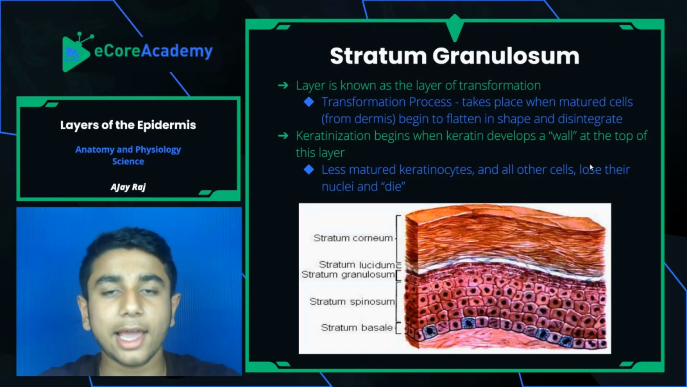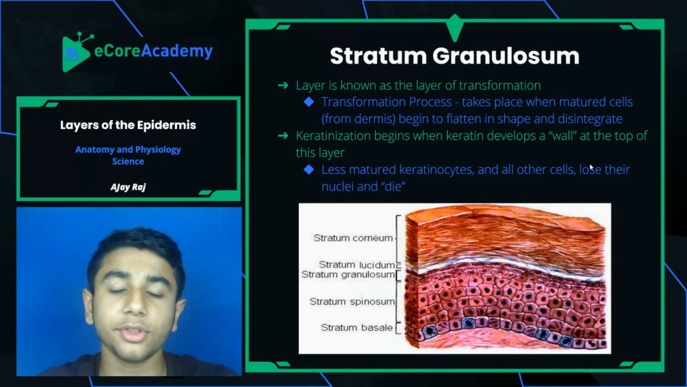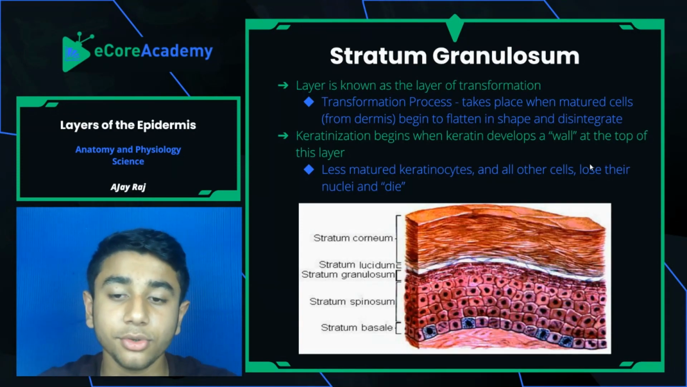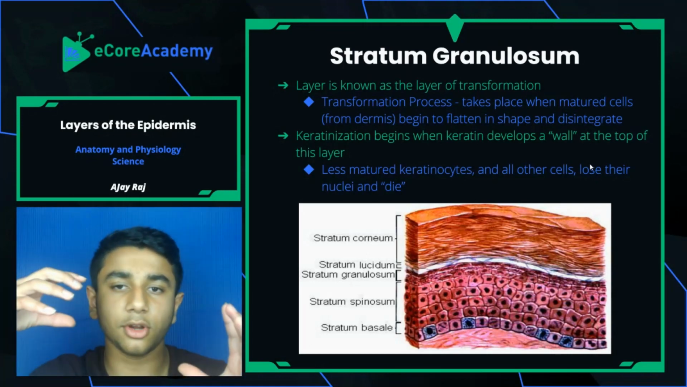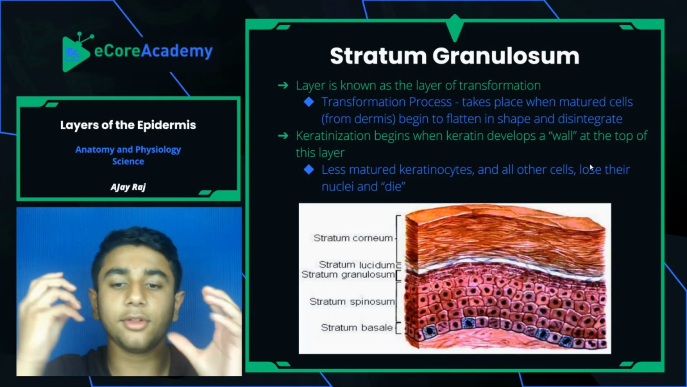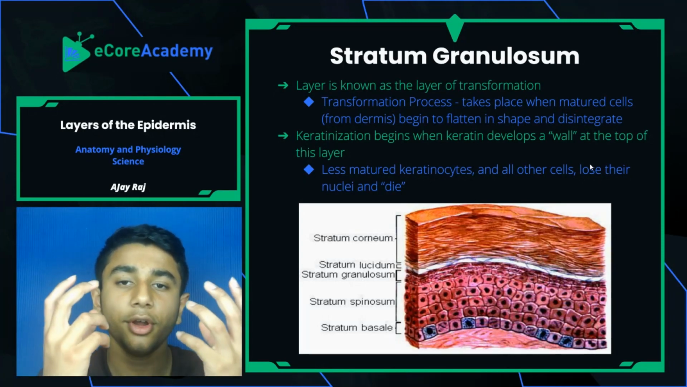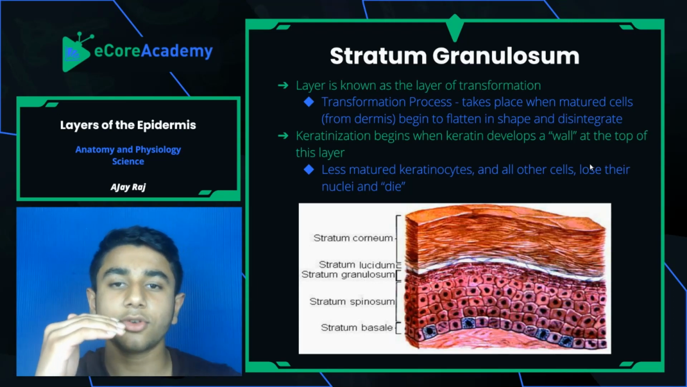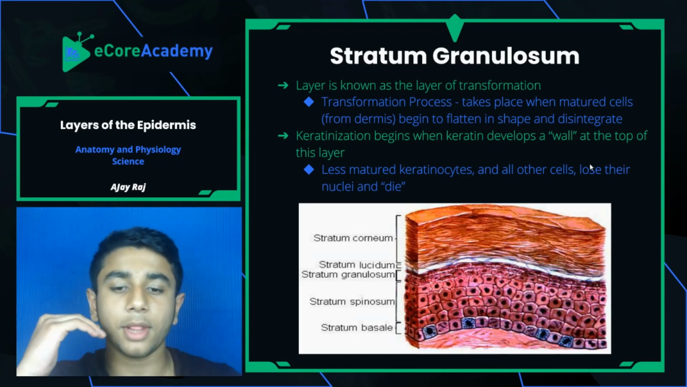So we're just going to recap. The stratum basale is basically where these cells are maturing and they're producing each other. They're basically maturing from the dermis. So all of these minerals in these cells are coming from the dermis. Then they're in the stratum basale, they're starting to mature. Then in the stratum spinosum, they're starting to reproduce and become a lot more plentiful here.